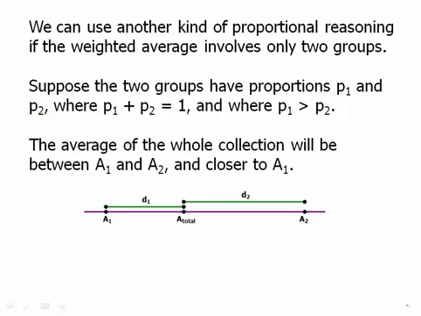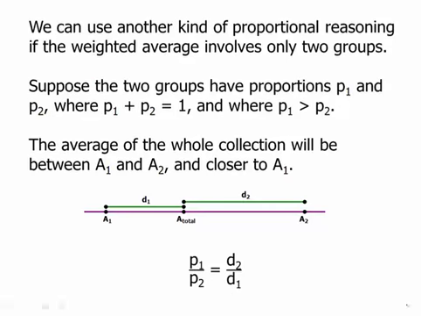D2 is the distance from A2 to the total average. All right? Here's the interesting part. The ratio of those distances is inversely proportional to the ratio of the two proportions. In other words, P1 over P2, the ratio of the two proportions, equals D2 over D1. And this makes sense because the one that has a larger size, a larger proportion, is going to be closer to the average, so it's going to have a smaller distance, a smaller separation from the average.